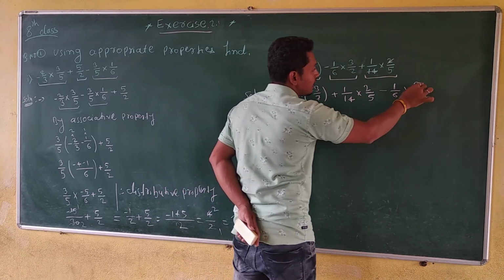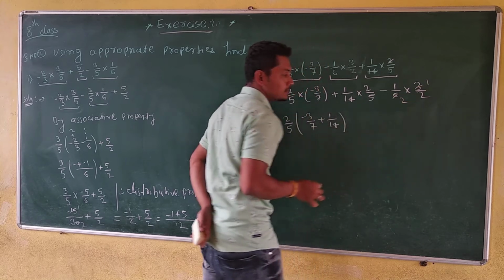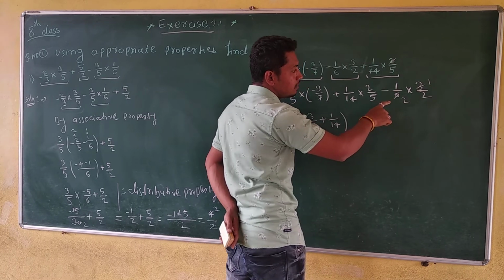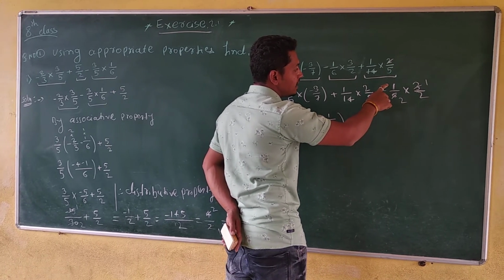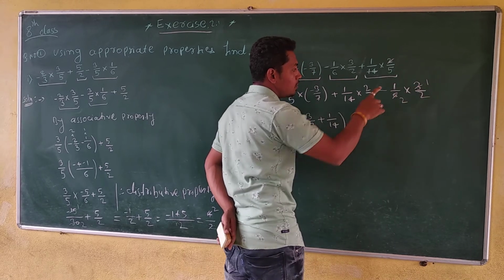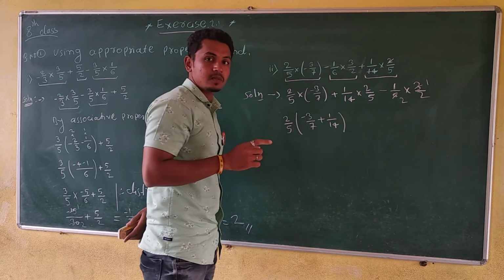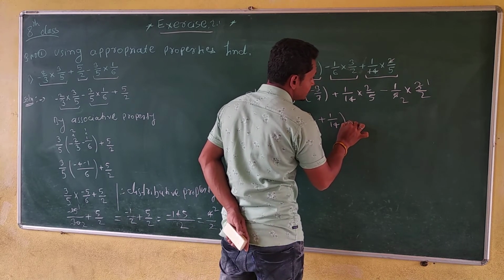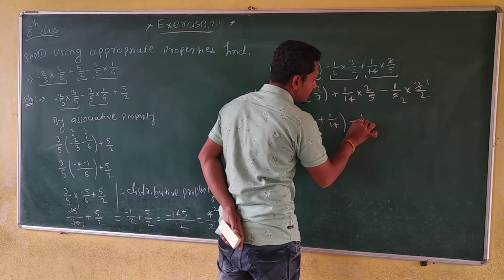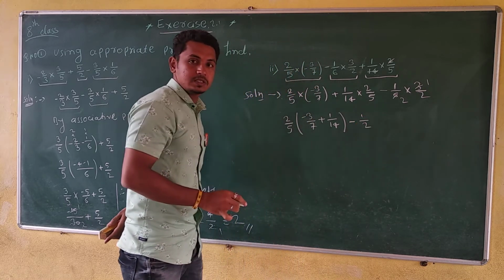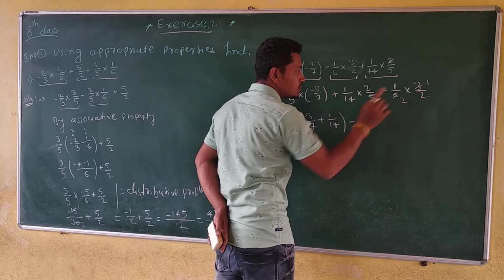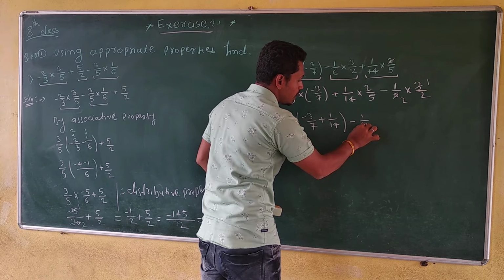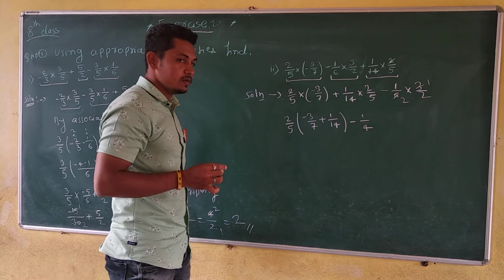Next, see here. So 3 ones are 3, 3 twos are 6. Is it right? Next, minus 1 into 1. So minus 1 into 1, minus 1. Is it right? So minus. Here minus. Take first minus and 1 divided by 2. Right? So 1 ones are 1 and 2 twos are 4. Okay, so 2 is wrong. So 2 twos are 4. We have to write here minus 1 divided by 4.